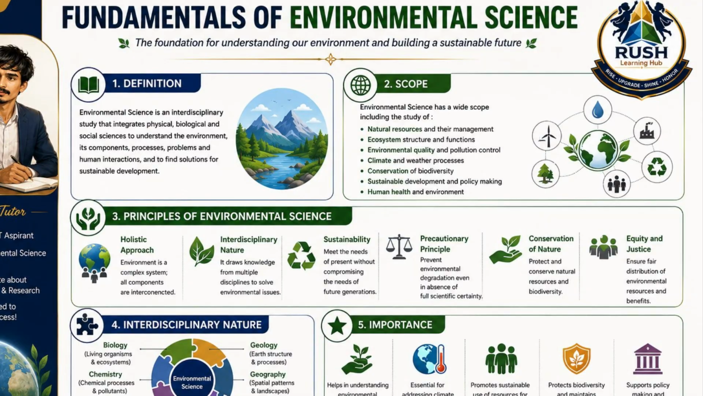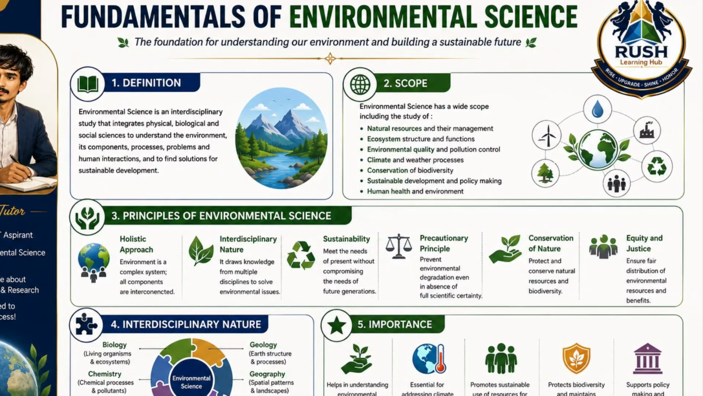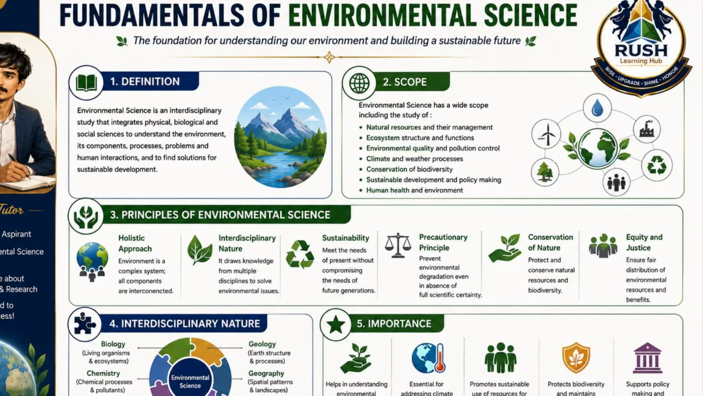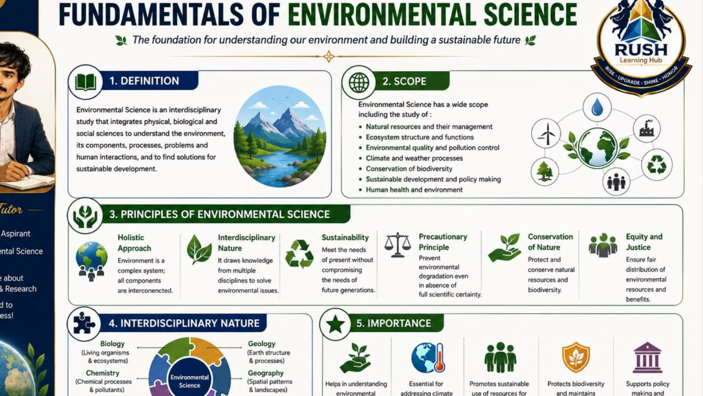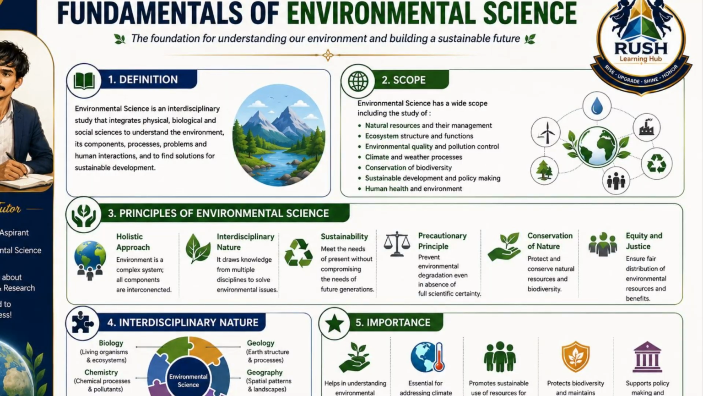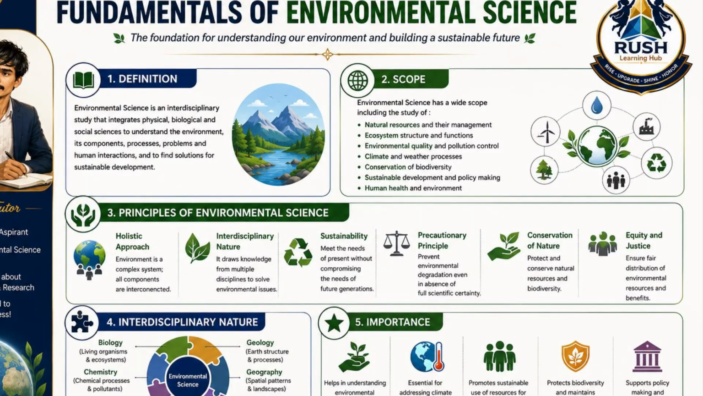Geology helps us understand rocks, minerals, soil formation, and Earth's structure. Geography provides insights into spatial patterns, landscapes, and environmental distribution. Social sciences help us understand human behavior, economics, population dynamics, governance, and environmental policies. This integration of multiple disciplines is one of the most distinctive features of environmental science.